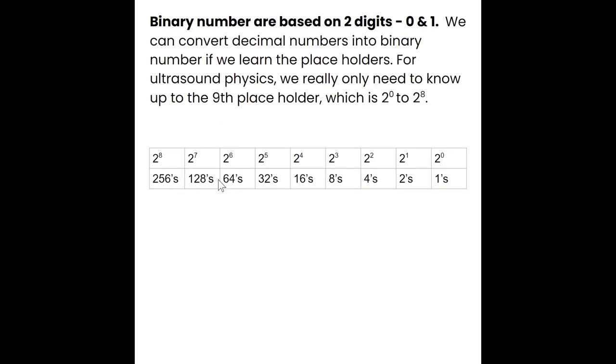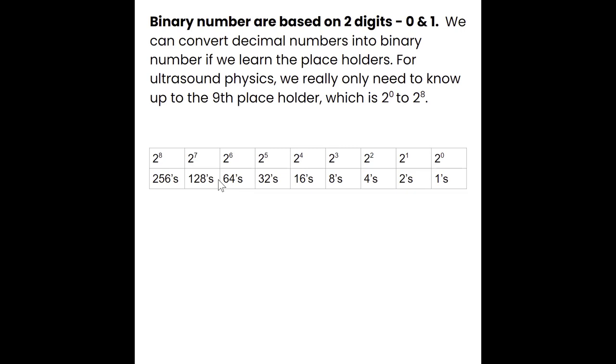So our numbers before are decimal numbers, and decimal, deci, stands for 10. Decimal numbers tell us we had 10 digits to work with. Binary numbers are only based on 2 digits, 0 and 1. And we can convert decimal numbers into binary numbers if we learn what the placeholders are.